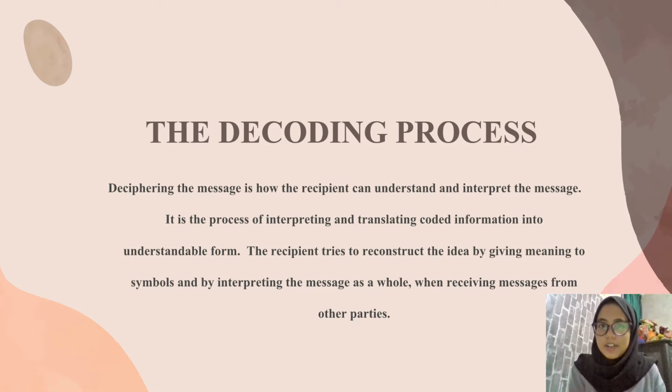Second is the decoding process. Deciphering the message is how the recipient can understand and interpret the message. It is the process of interpreting and translating coded information into an understandable form. The recipient tries to reconstruct the idea by giving meaning to symbols and by interpreting the message as a whole when receiving a message from other parties.